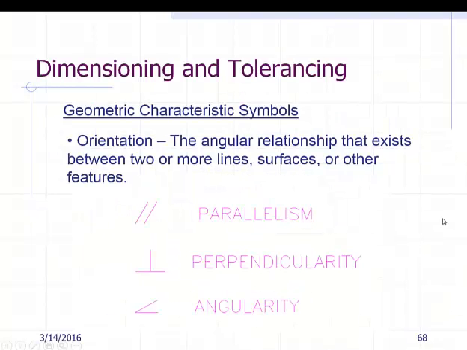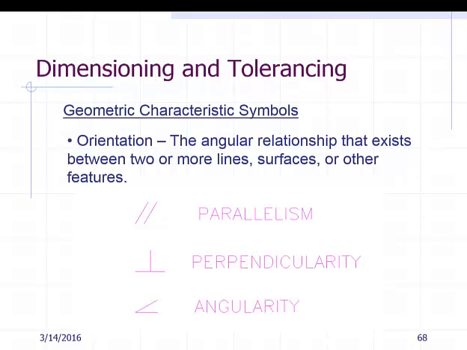There we go. Okay. So parallelism, perpendicularity, and angularity. And the one thing that each of these have in common that the straightness and the flatness didn't, is that they're all relationships between two things. Straightness, it was just straight. Flatness, it was just flat. But here I'm talking about something being parallel to something else, or perpendicular to something else, or being within a certain angle to something else.